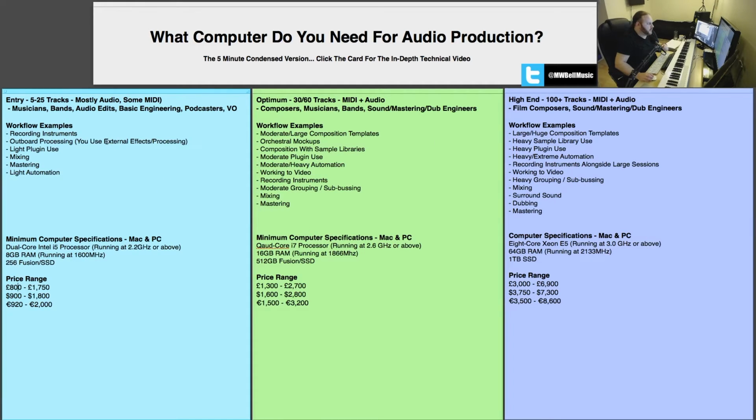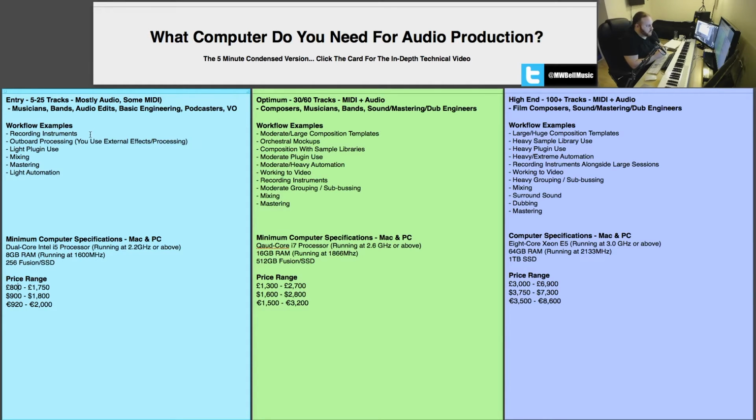So the entry system I've put into 5 to 25 tracks, mostly audio. So you're recording guitars, you're recording violins, you're recording basses, you're recording drums. If you're a musician or a band, or you're doing audio edits, dialogue edits, you're recording voiceovers, you're a podcaster, you're doing basic engineering, this system will be fine for you.